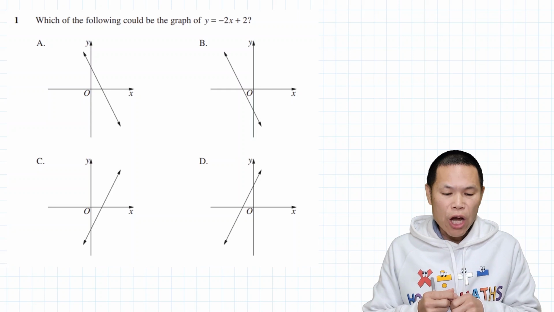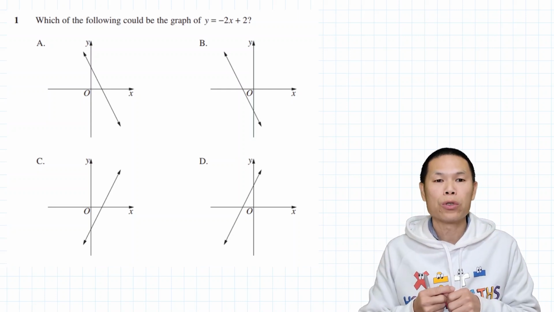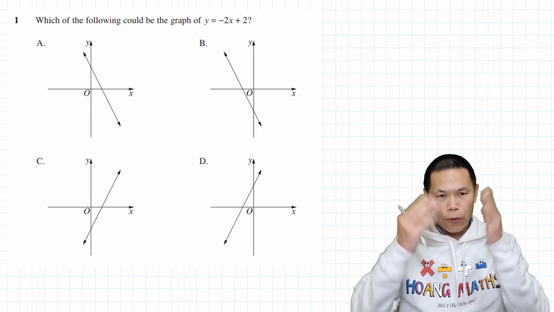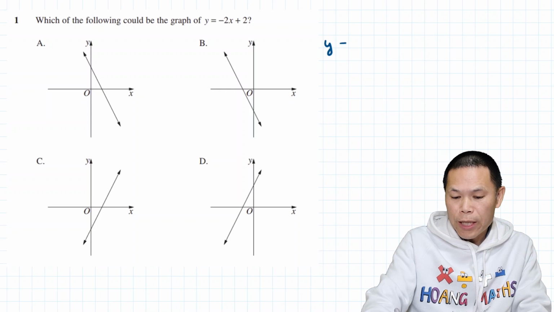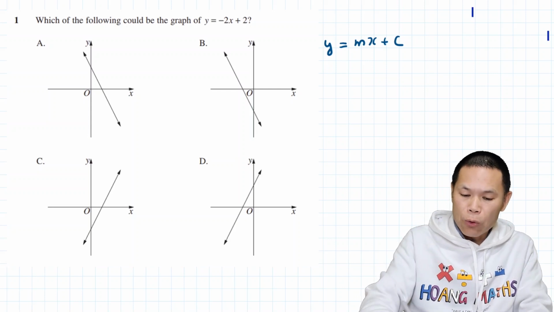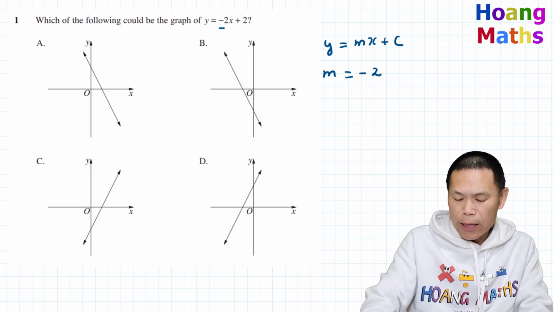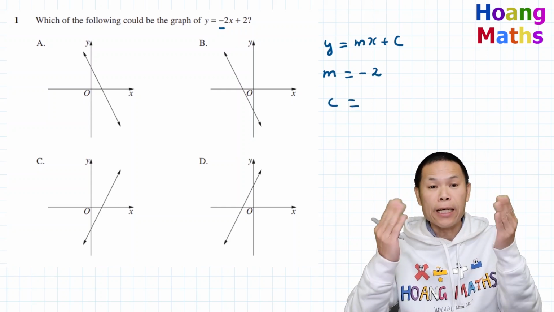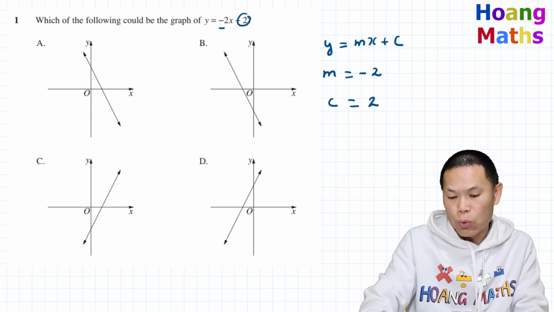First one, which of the following could be the graph of y is equal to negative 2x plus 2? So first of all, we need to know that y is equal to mx plus c, and m is the gradient. So first of all, we know that m in this case is negative 2. So let me just write this down. And the y-intercept is c. So c is 2. So it cuts the y-axis at 2.